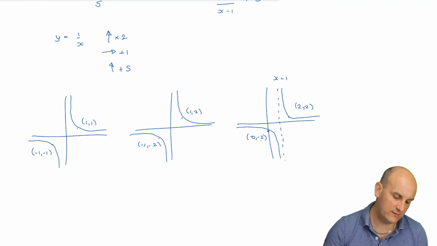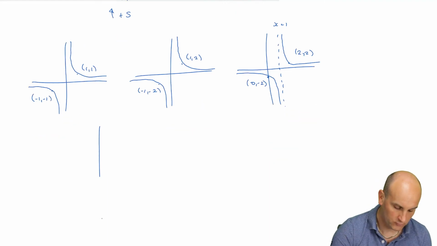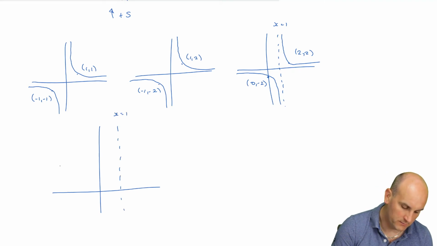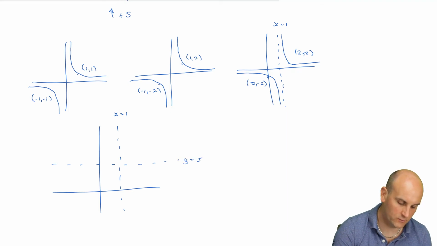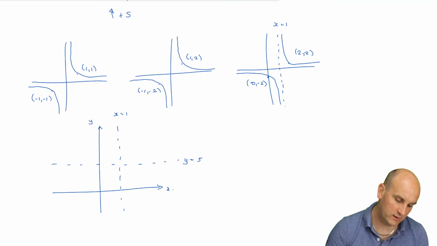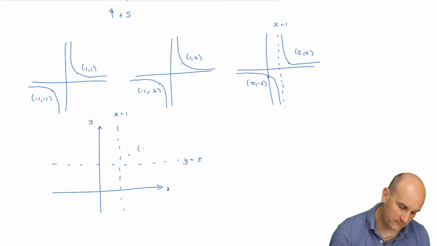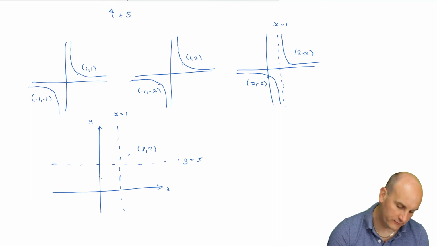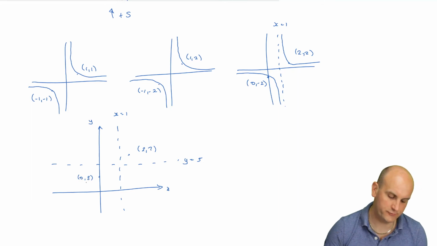And then finally, we're going to move the whole thing up by 5. So give myself a little bit more room. Let's do that. That asymptote stays at x equals 1, but I now have an asymptote at y equals 5. Because this is my final graph, I need to comply and do everything they want me to do. So I'm going to add 5. This point here now becomes 2, 7. And that becomes 0, 3.